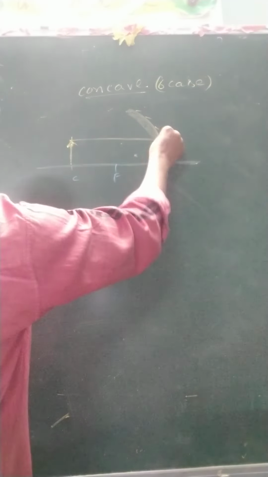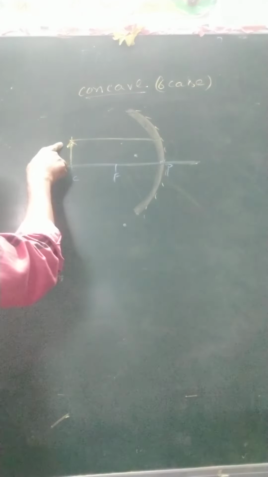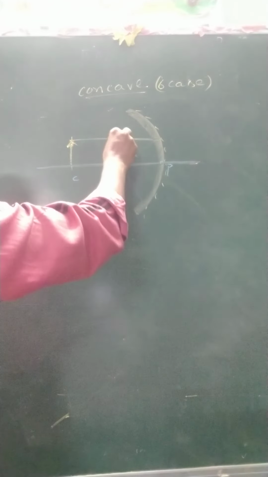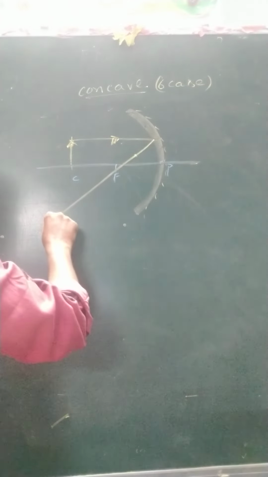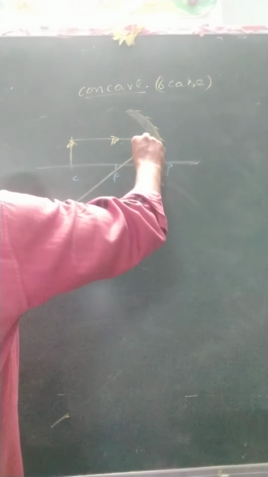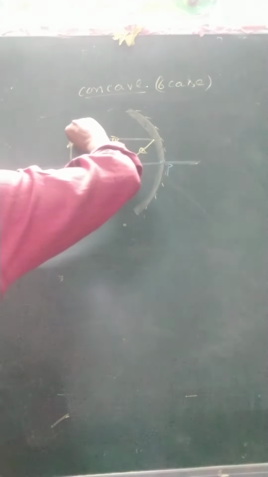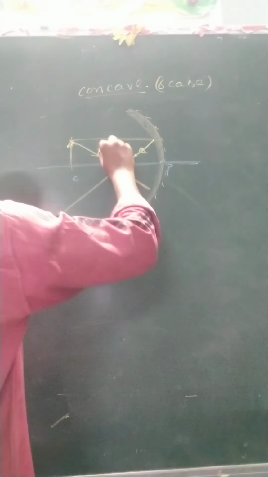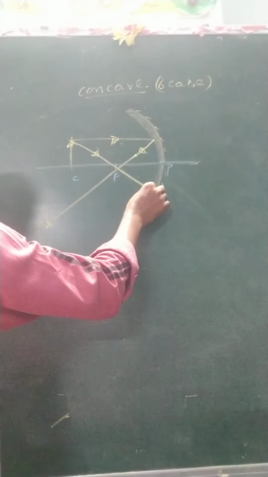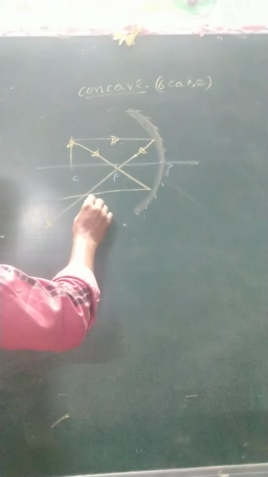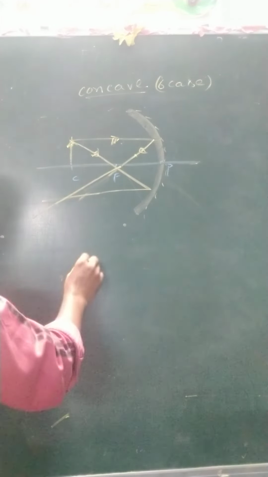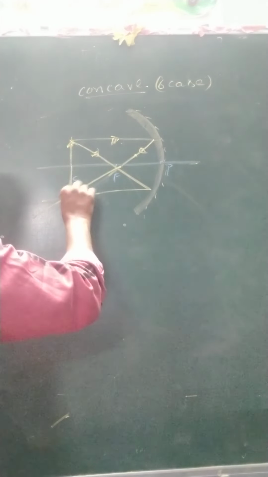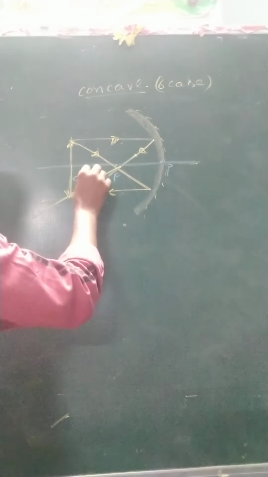Now you can join the tip of the object to the mirror. This is called the incident ray. After reflection it passes through the focus. Another ray we have to consider, which is passing through the focus. After reflection it is parallel to the principal axis. Where they meet: exactly at the center of curvature.